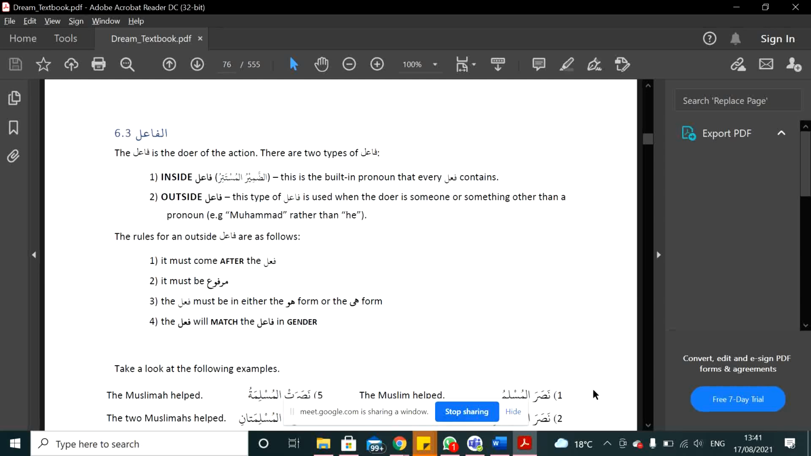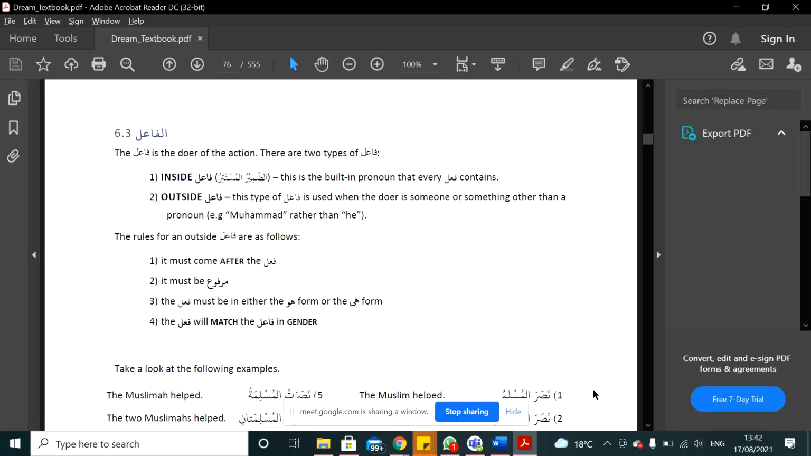So we will see it inshallah how it works. But the rules for the outside fa'il are as follows: it must come after the verb, right? An outside doer always comes after the verb. It cannot be before the verb, it comes after the verb in Arabic grammar. Though it's a doer, it comes after the action. It must be marfu'. We know the doer is always in the rafa form, so our doer will come in a rafa form. The verb must be either in huwa form or hiya form. Huwa, hiya form means it is always the third person, third person masculine or third person feminine.